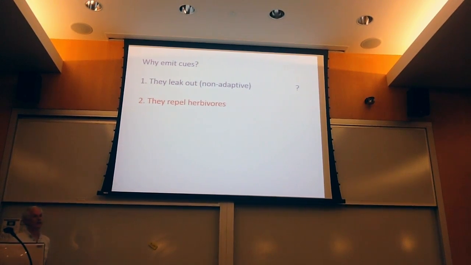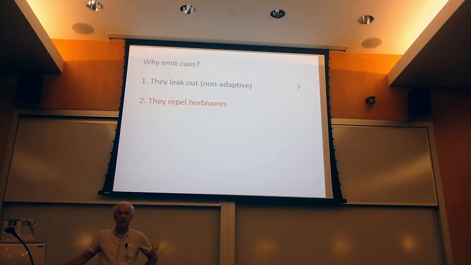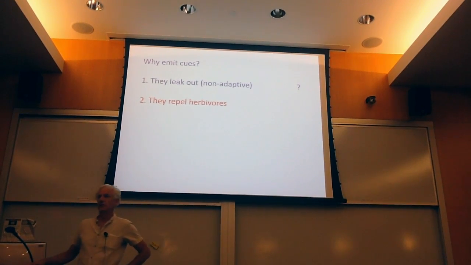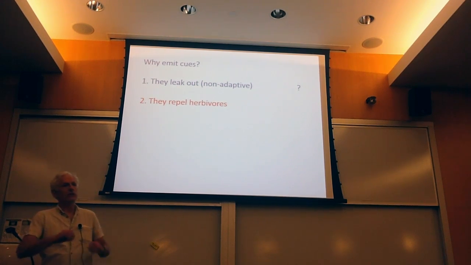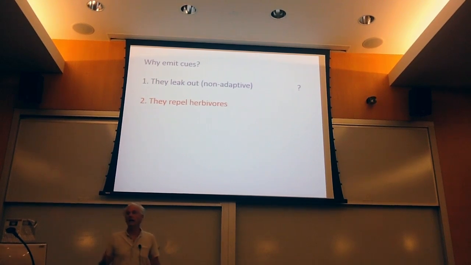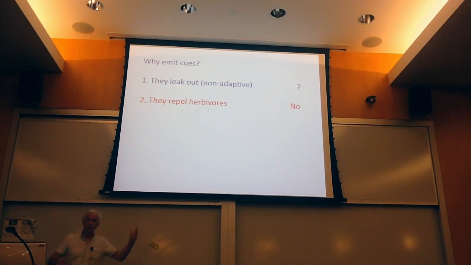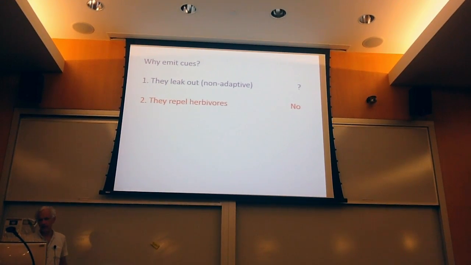A second possibility is that these chemicals that get emitted when plants get damaged repel herbivores. And there's evidence from other systems that this kind of thing takes place. So we were interested in seeing whether or not when sagebrush is damaged, does it repel the herbivores of sagebrush? And we were not able to find any evidence that this was the case. So we'll say no, or at least we couldn't find any evidence.